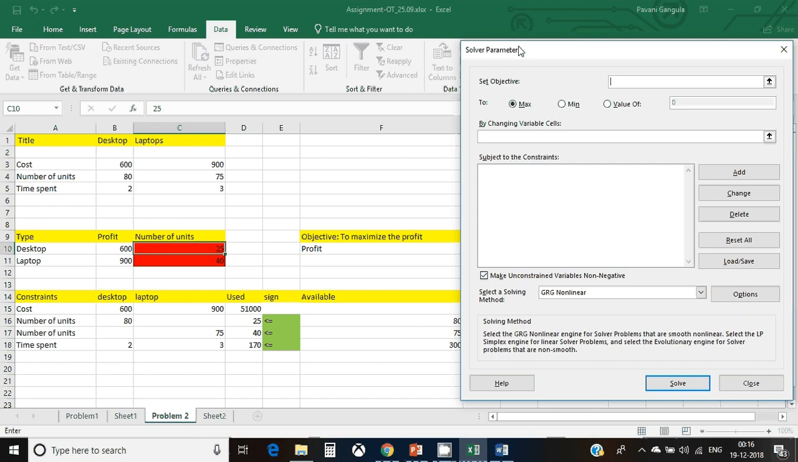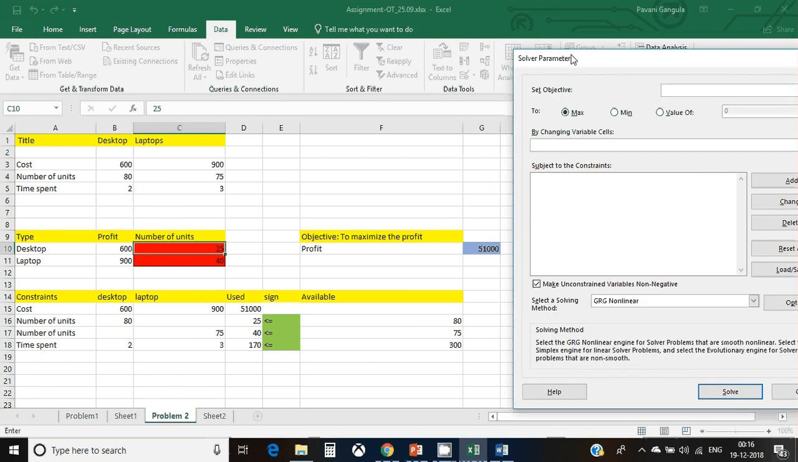Here, to use Solver, first we have to set our objective. Our objective here is to maximize the profit. The profit in this Excel sheet is given by the G10 value. So select that cell and set it to maximum. Next, we have to mention the decision variables, that is the total number of units of desktops and laptops, that is these two particular cells.